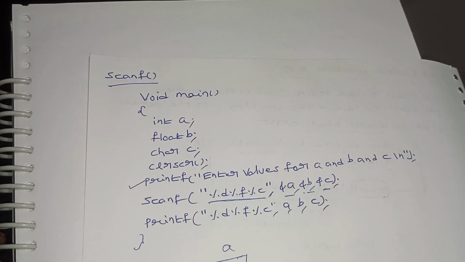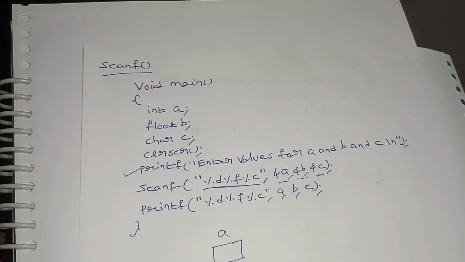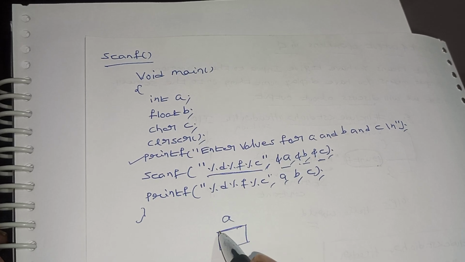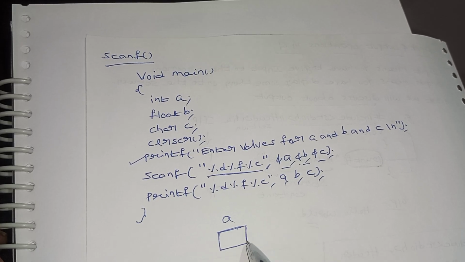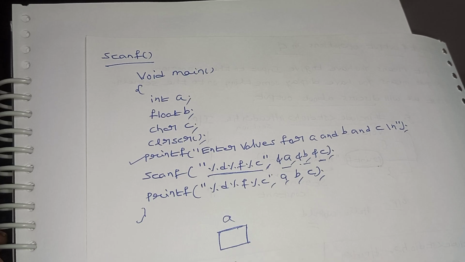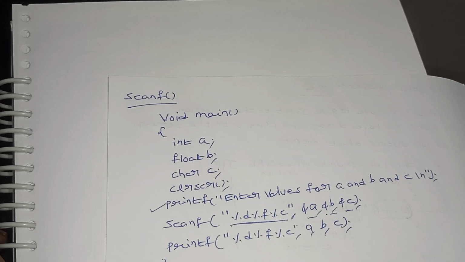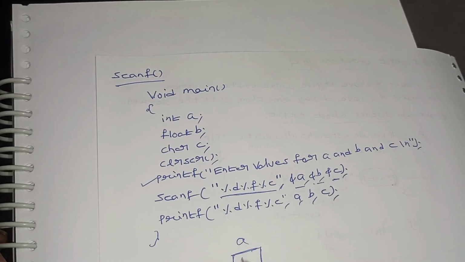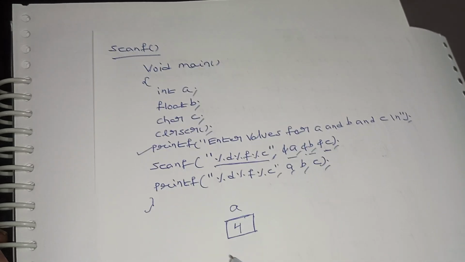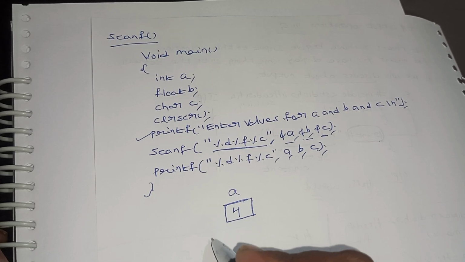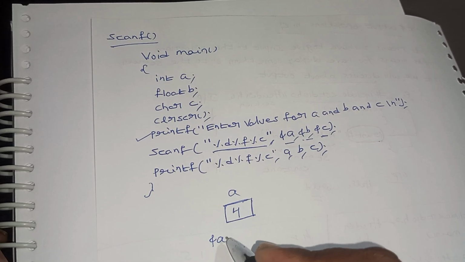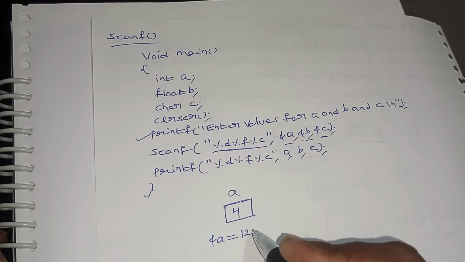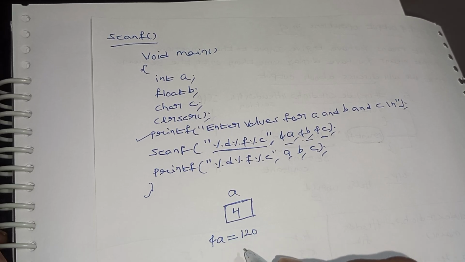So how is it actually going to work? For example, this is the variable a. If I want to take a value for a, it is an integer value, so I am taking 4. What is ampersand a? What does ampersand a mean? It means the address of a. It may be 120. That is the meaning.